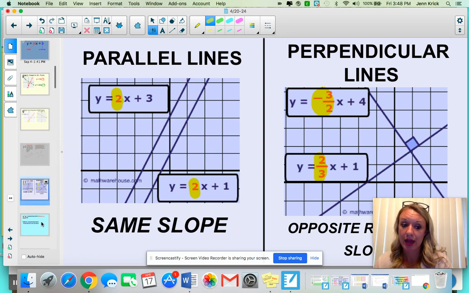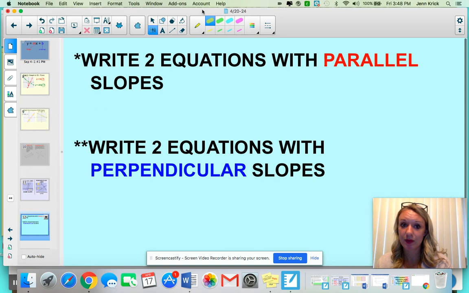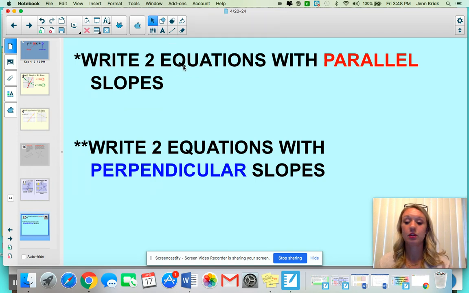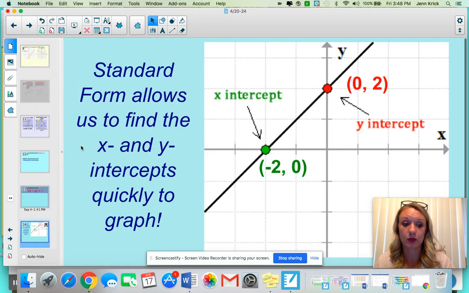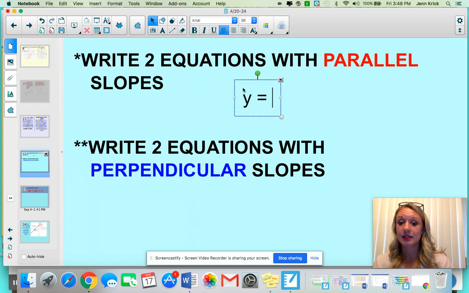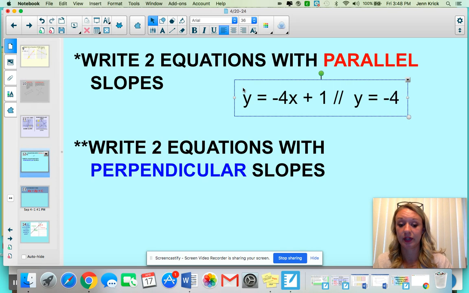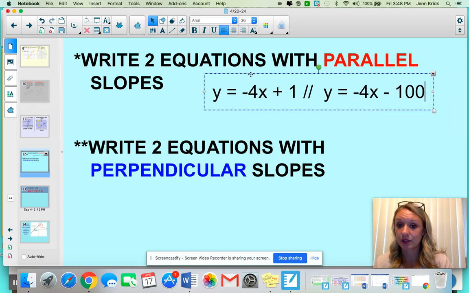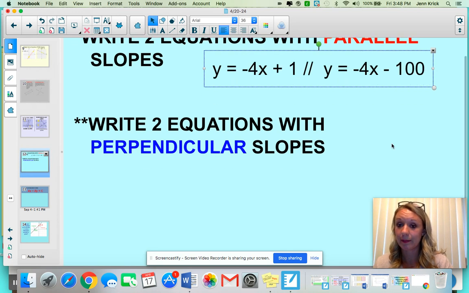Okay, so now, especially thinking about next year, you might be asked to write a system of equations that would produce parallel lines with parallel slopes. All you need to do is just write two equations that have the same slope. So let's say you've got y equals -4x plus 1, and then your second equation would be y equals -4x minus 100. Doesn't matter. As long as they have the same slope, -4 and -4, you're good to go.